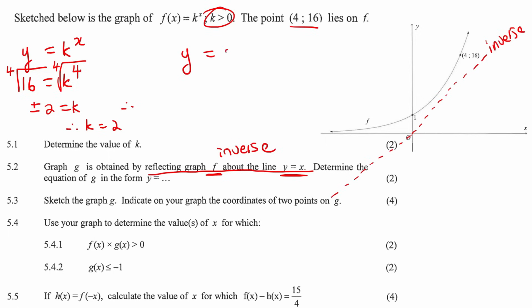So we know that k is now 2. With inverses, we switch x and y, and then we get y alone. So the base is 2, so we keep the base as 2. We know that the inverse of an exponential is a log, and so there we go.